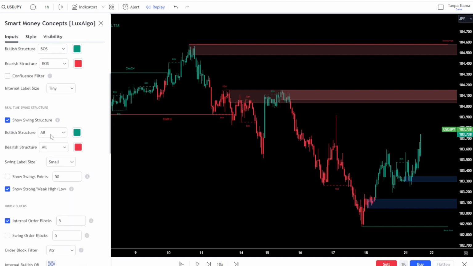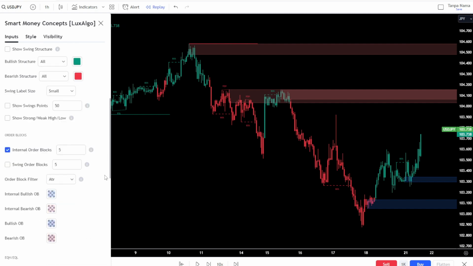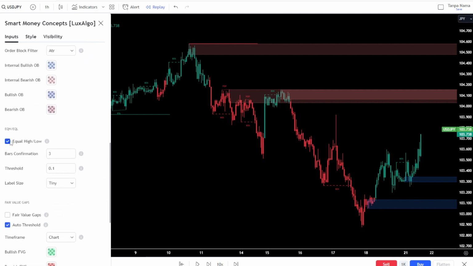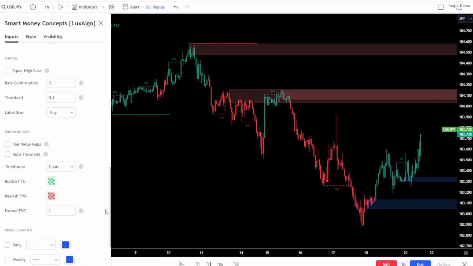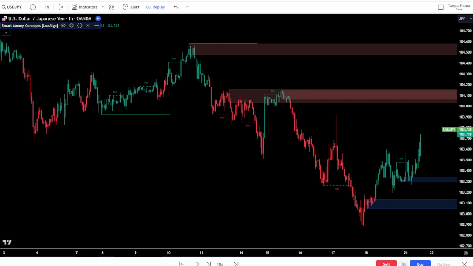Next, uncheck the box for show swing structure. Afterward, also uncheck the boxes for show strong, weak high, low. Remove the checkmarks for equal high and equal low, as well as auto threshold. Once done, click OK.